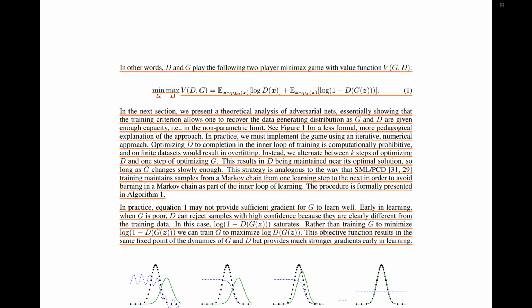And in practice, equation 1, which is this, may not provide sufficient gradient for G to learn well. Early in learning, when G is poor, D can reject samples with high confidence because they are clearly different from the training data. In this case, the log of 1 minus D(G(z)) saturates. Rather than training G to minimize the log of 1 minus D(G(z)), we can train G to maximize the log of D(G(z)). This objective function results in the same fixed point of dynamics of G and D, but provides much stronger gradients early in learning.